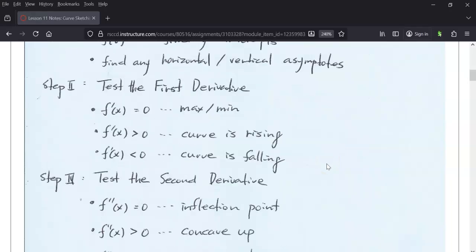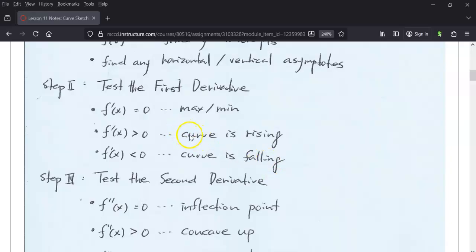Then step two, look for maximum and minimum points. How do you find them? Maximum and minimum points will occur when the slope equals 0. In other words, the first derivative will equal 0. So we take whatever the function is, take the first derivative, and set it equal to 0. That's where the possible maximum or minimum points are. Then we test the intervals to the left and right of it. If the first derivative is greater than 0, then the curve is rising or increasing. And if the derivative is less than 0, then the curve is falling or decreasing.